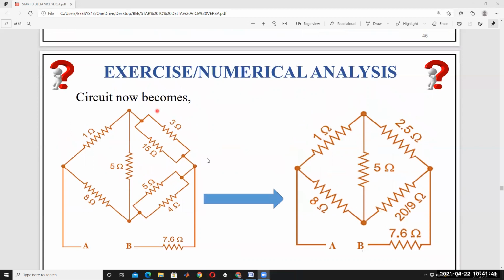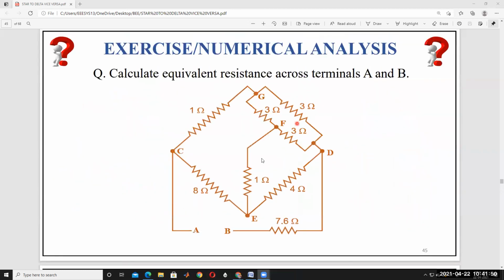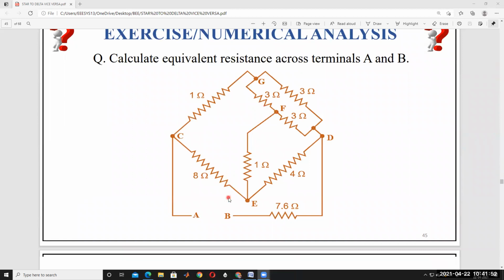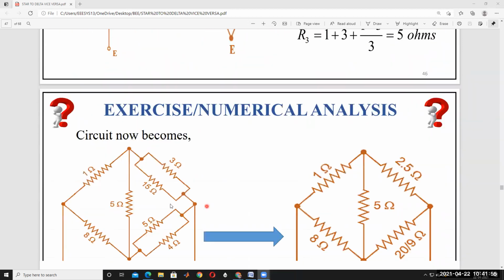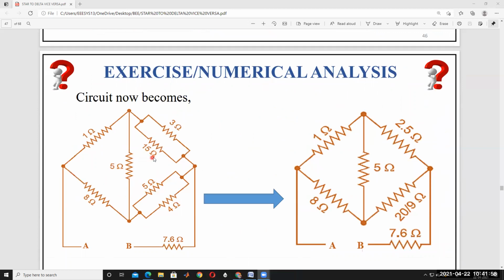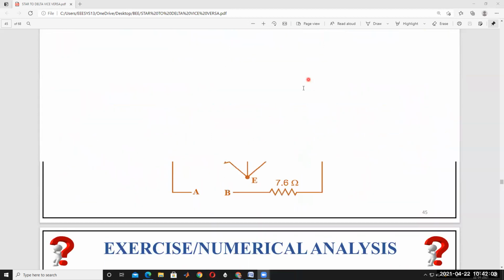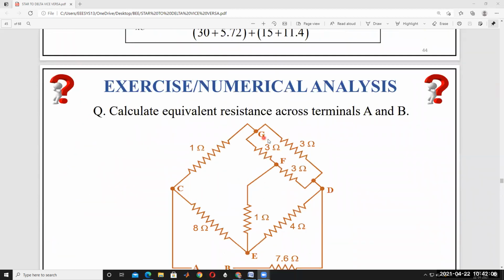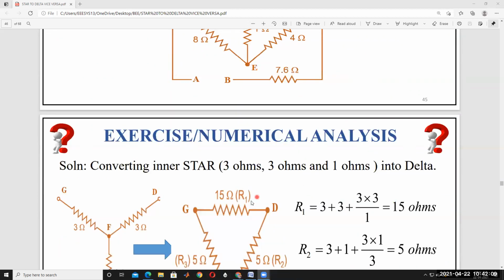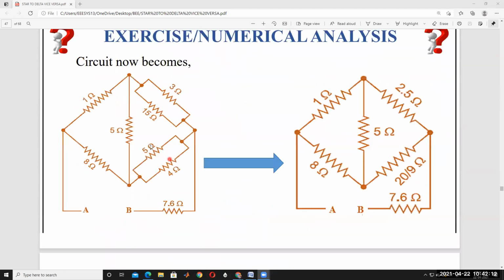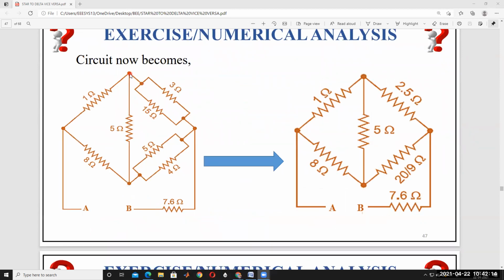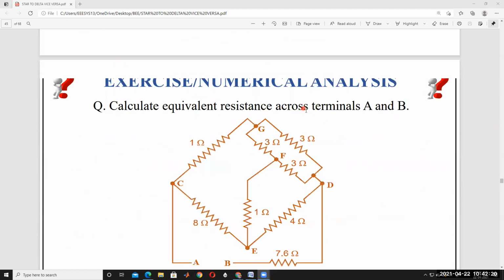The circuit now becomes this circuit. While converting this star to delta, it will become like this. A 15 ohm resistor in between G and D, right? In between G and D, that is R1, so that is a 15 ohm resistor. So here, in between G and D, the 15 ohm resistor is parallel to the 3 ohm resistor.